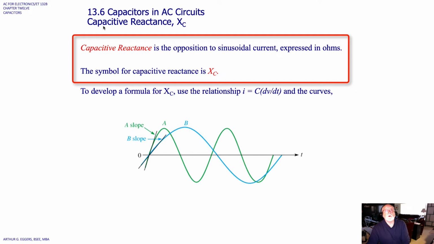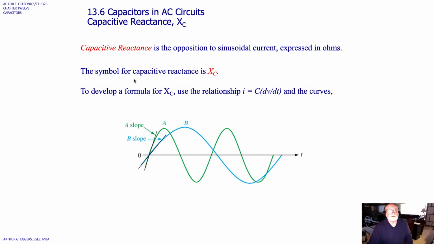And correspondingly, we use something called the capacitive reactance X sub C. So the capacitive reactance is the opposition to sinusoidal current, and guess what? It's expressed also in ohms. So we don't need a new term, although we do have something called the capacitive reactance. Its measurement, its units are in ohms. So the symbol for capacitive reactance we say is X sub C. X for the reactance, sub C meaning capacitive. We'll do the same thing with inductors.